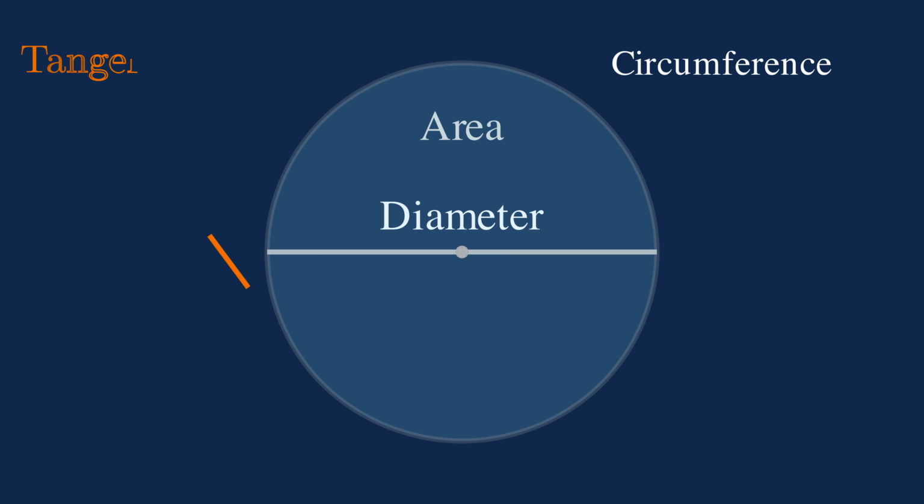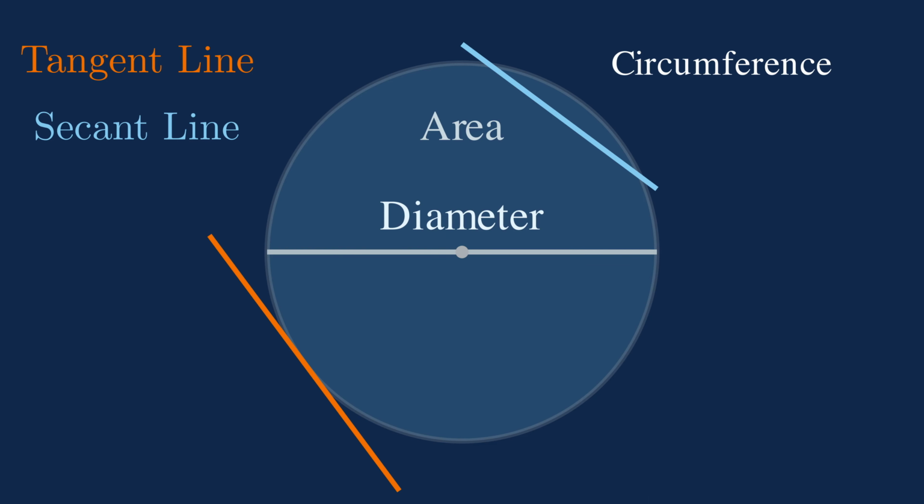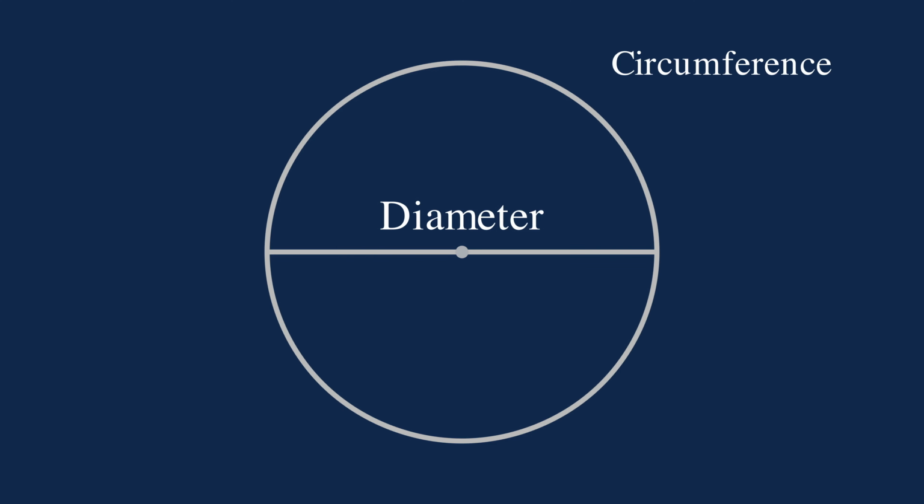We also have tangent lines, which touch the circle at 1 point, secant lines, which cut through the circle at 2 points, and chords, which connect 2 points but do not go through the circle.